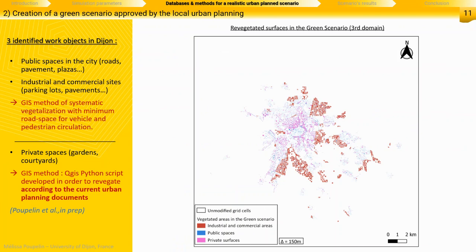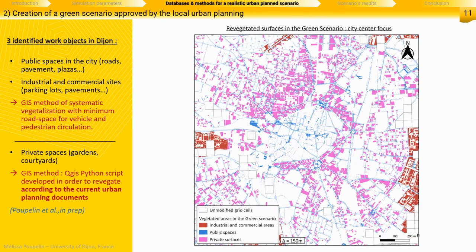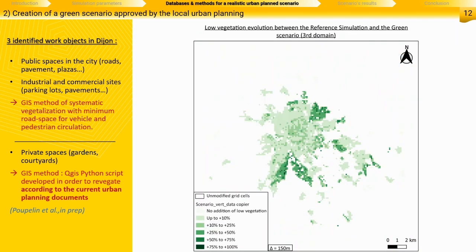And for that, I developed a GIS method with a QGIS Python script that creates a module of automatic vegetation, and we can apply this to every city in France. It's based on the urban planning rules we have in France. Here you have a closer view of this result. At the scale of the entire modelization domain, it gives around 25% trace of vegetation, and it's validated by the urban planning.